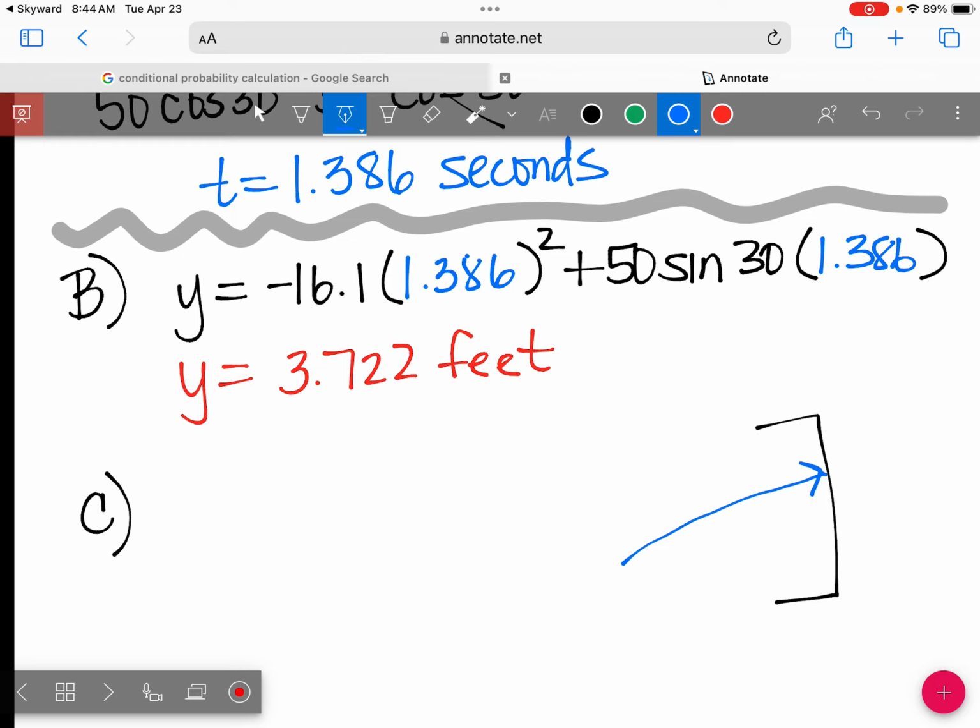Because as long as the vertical height is less than 5, then she's going to make the goal. If it's over 5, it's going to go over the goalie. We don't want it to go over. We want it to be under. So the answer to part C is yes. And it's because the height was less than 5.